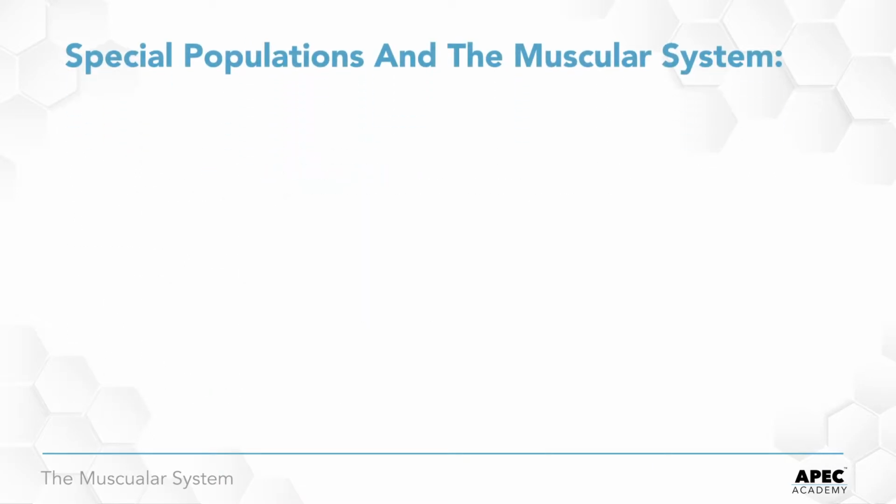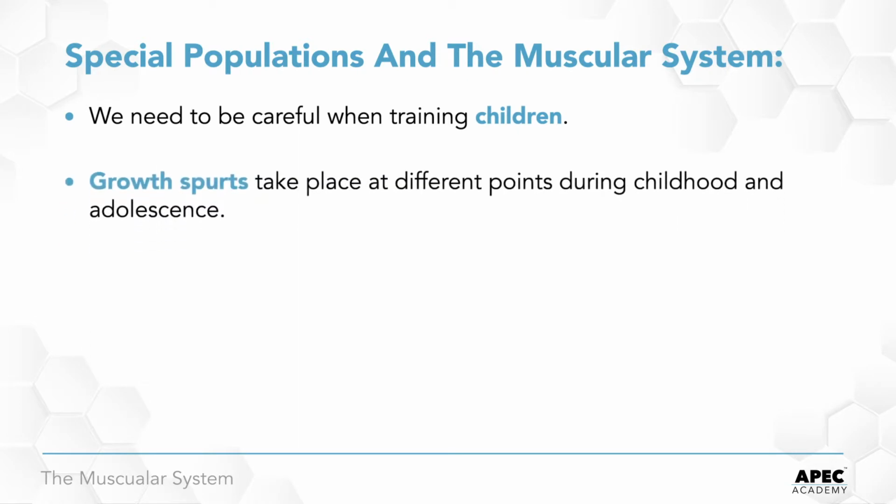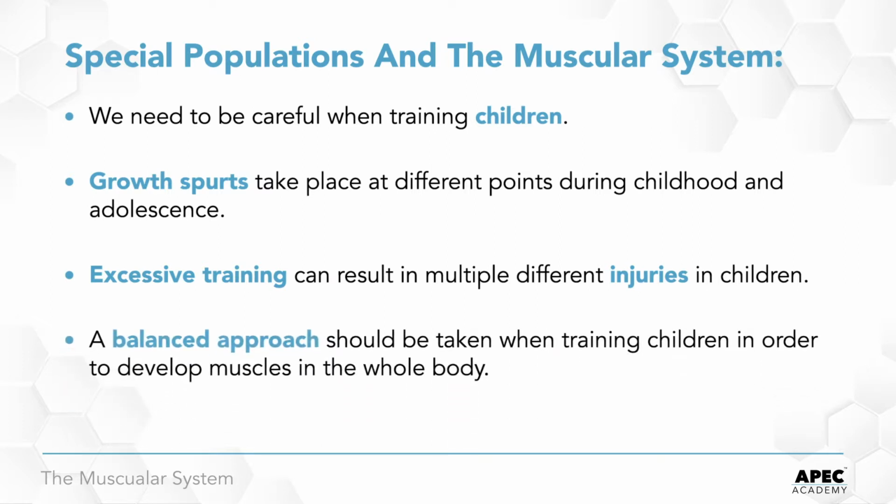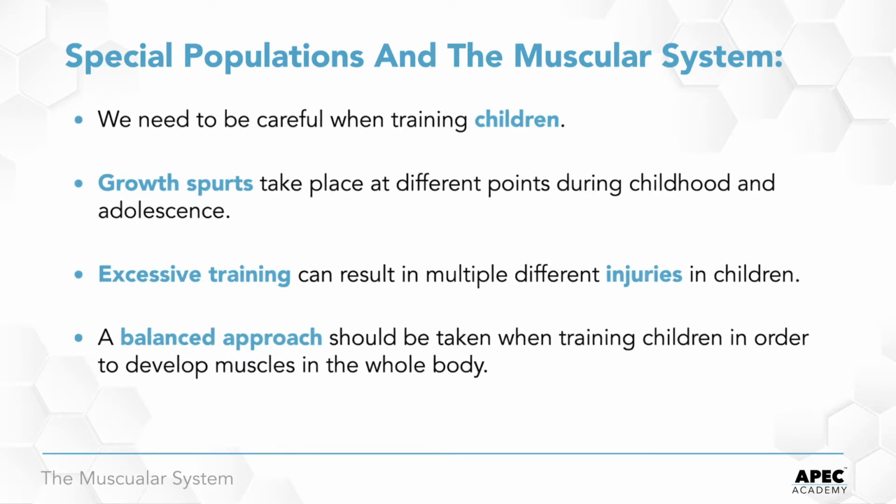So finally, we'll take a brief look at some considerations that should be made when dealing with special populations. First off, we need to be careful when training children. Because growth spurts take place at different points during childhood and adolescence, children can be left a little awkward and uncoordinated. Excessive training can result in multiple different injuries in children, typically occurring in the knees, growth plates, and where tendons and ligaments insert into bones. A balanced approach should be taken when training children in order to develop muscles in the whole body.